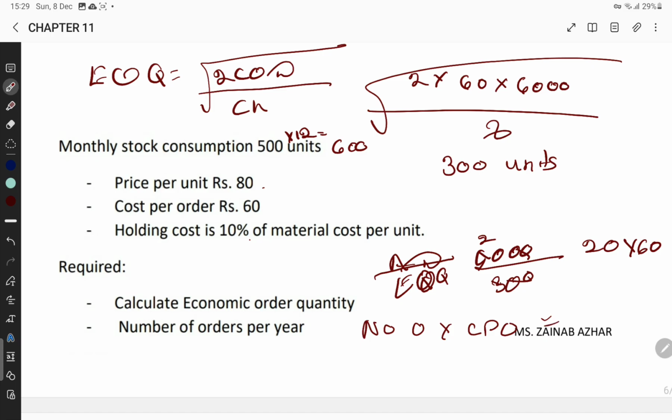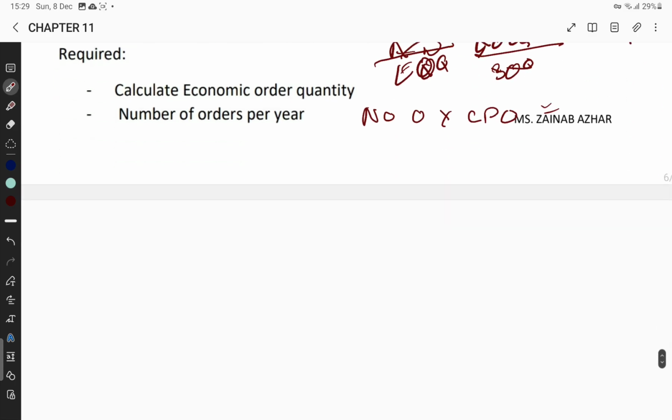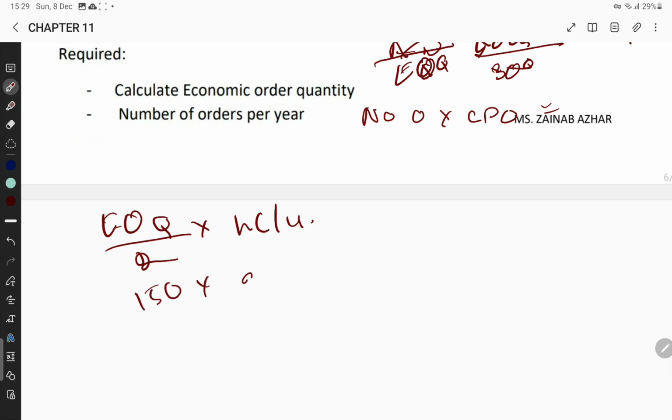Okay. Now when they ask you to find your holding cost, then what you're going to do is your EOQ divided by 2 into holding cost per unit. EOQ is 300 divided by 2 is 150. Holding cost per unit is 8. You will get your holding cost. Then we'll move on to share issue.